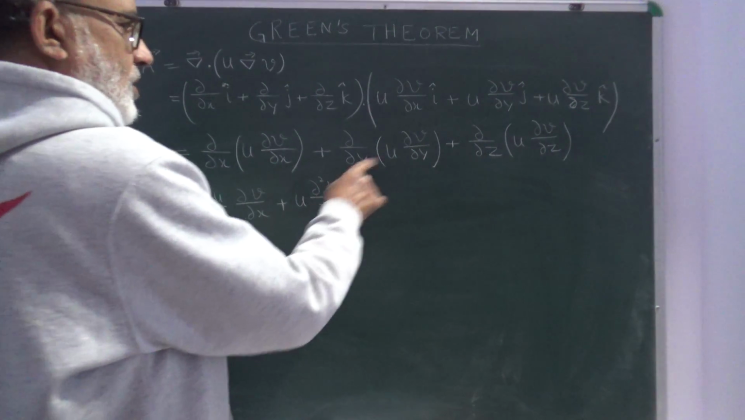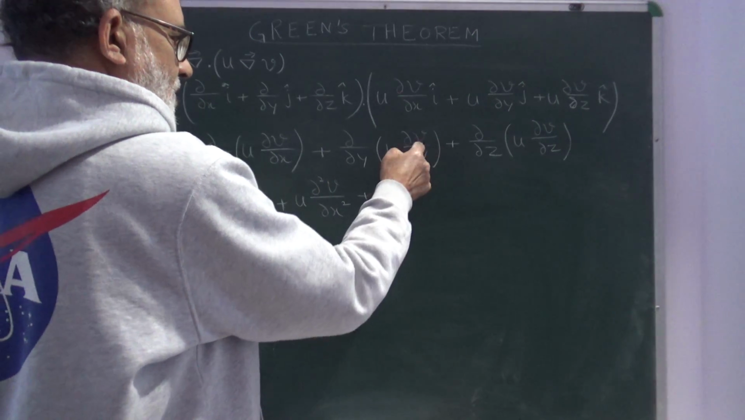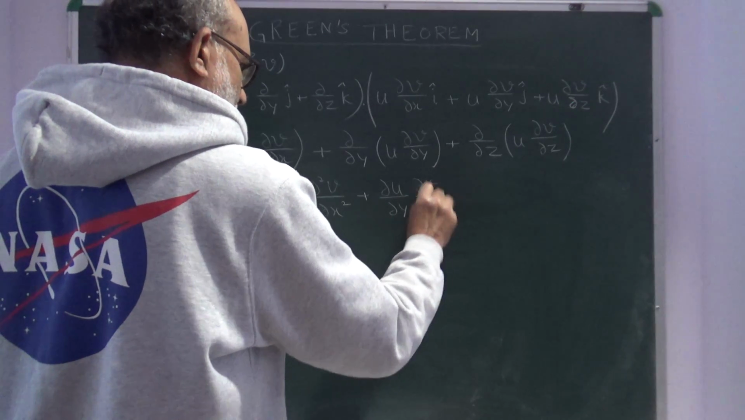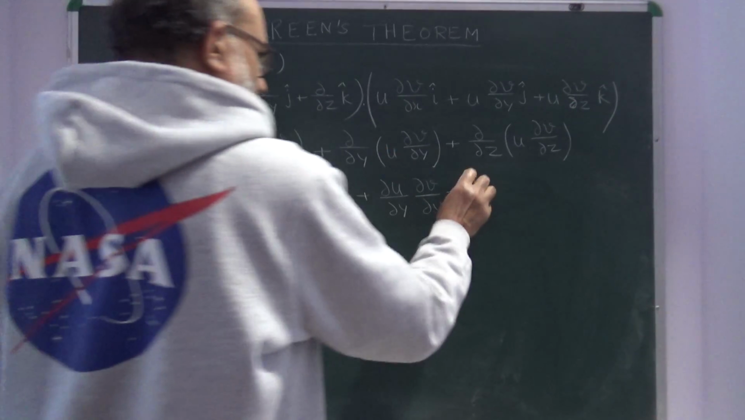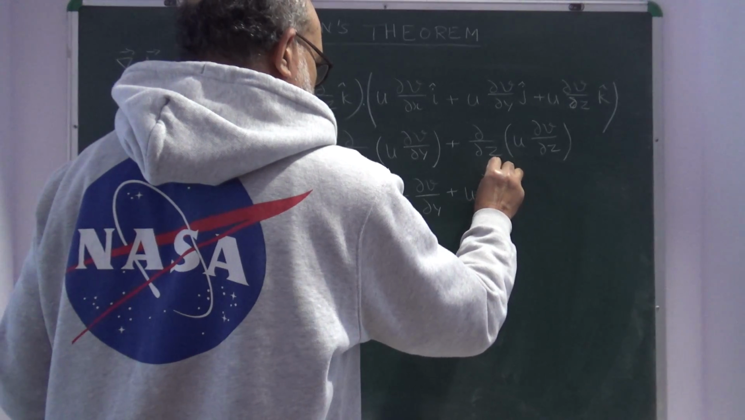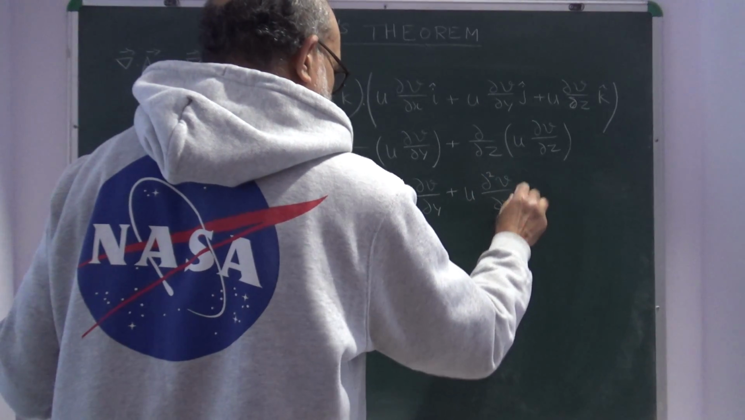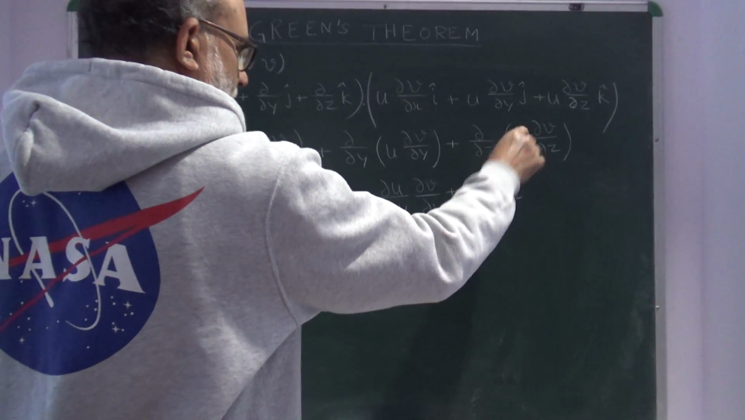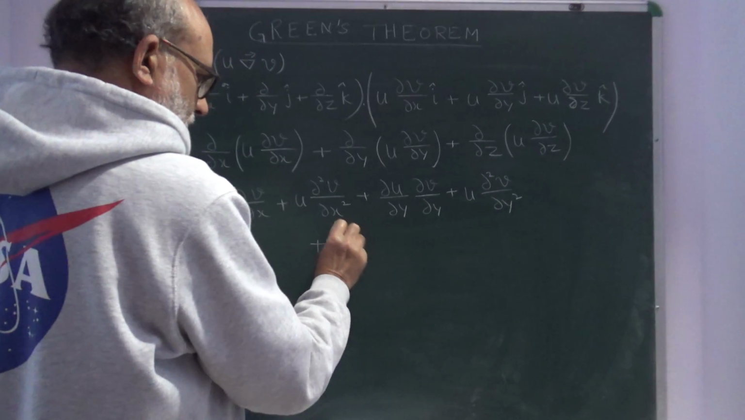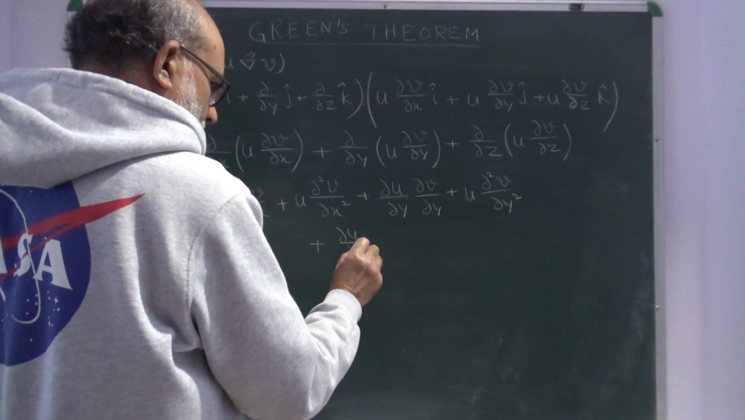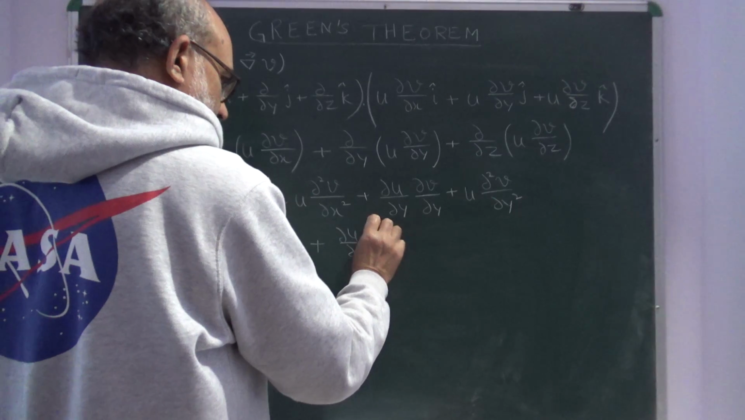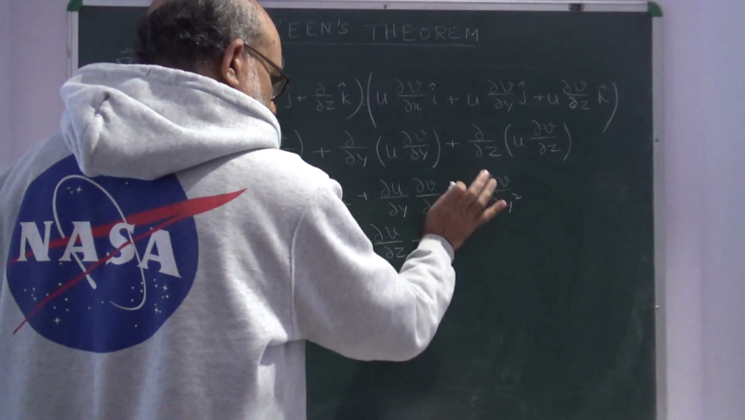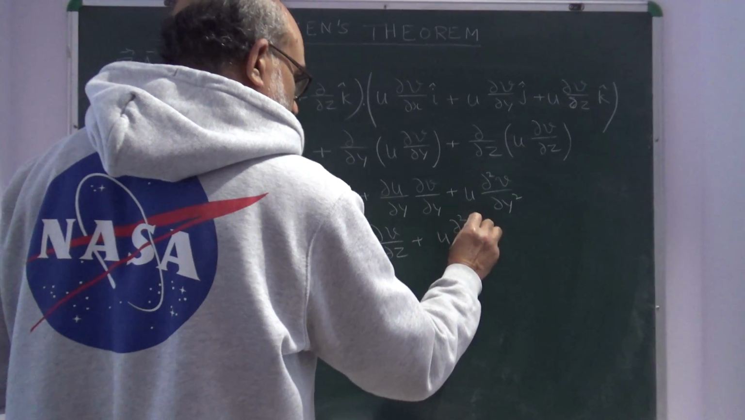Now this will operate on this, and then in the next term on. So this will be del u by del y, del v by del y, plus u del square v by del y square. Plus, now this operates on this first and the plus operates on this. So it will be del u by del z, del v by del z, plus u times del square v by del z square.